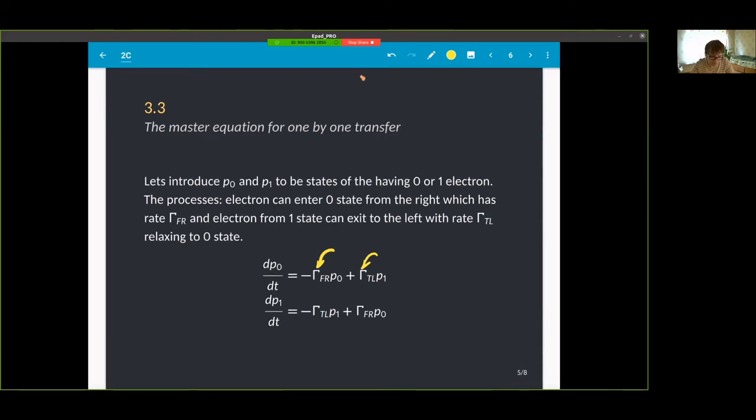And similarly, the probability of state 1 is decreasing when the electron is leaving to the left reservoir, and increasing when the electron enters from the right. So it's simple, and we can solve it.